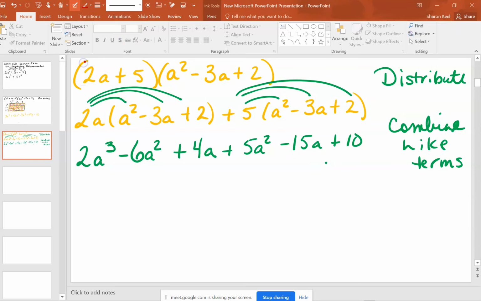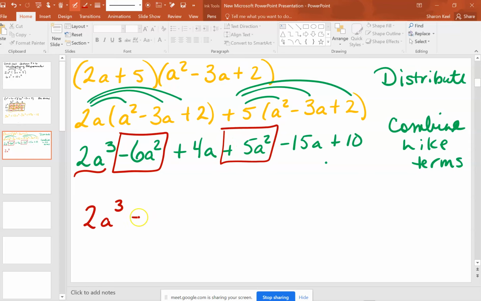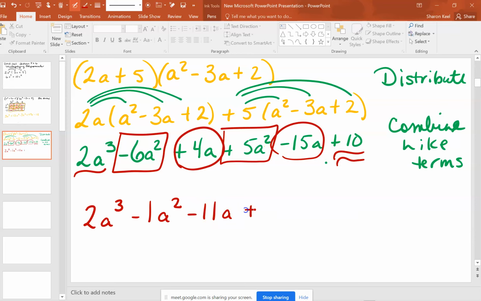Then I want to combine any like terms. Now the a cubed, there's only the 2a cubed, there are no more, so I'm going to put descending order. I have a negative 6a squared and a positive 5. That's going to give me a negative 1a squared. The 1 is optional. I have a 4 minus 15 is a negative 11a. And then last, I have the plus 10. That's all by itself.